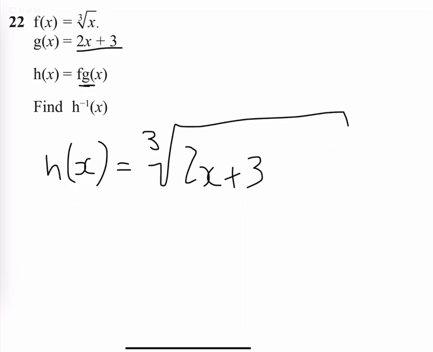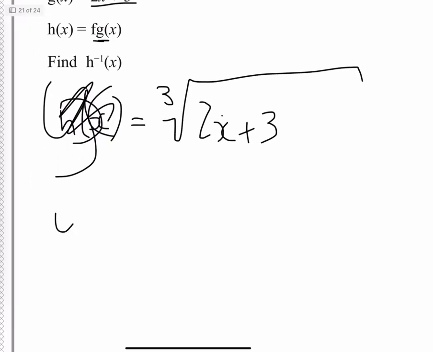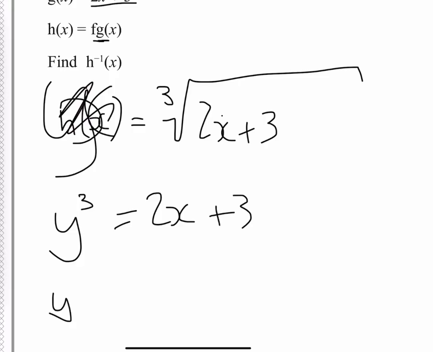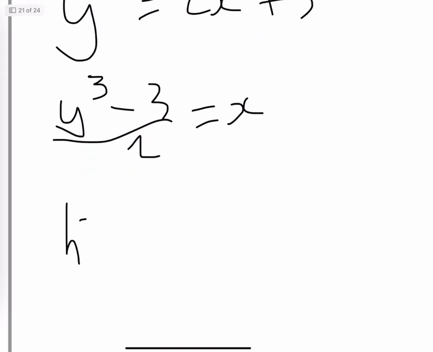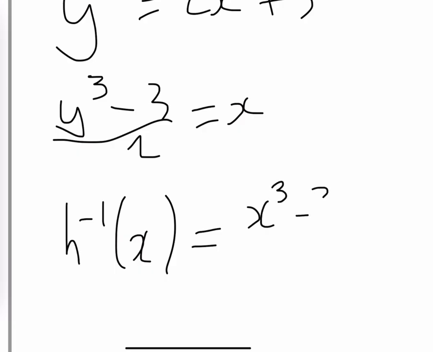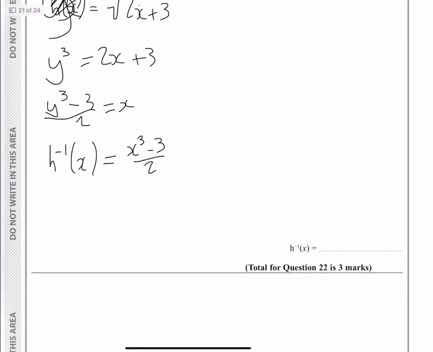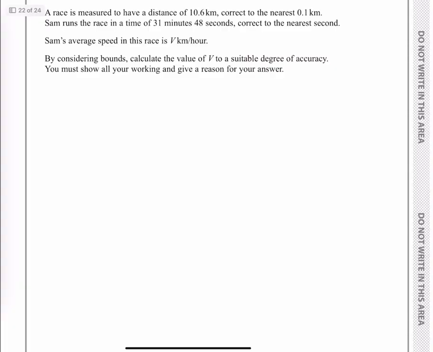So we now say, well, let's make this y, and let's make that, that's still x, and let's make x the subject. So we then have y cubed equals 2x plus 3, y cubed minus 3 over 2 equals x, and that's our inverse function, so you've just got to write h to the minus 1 of x equals x cubed minus 3 over 2, and we're done. Easy marks. Here's a race.